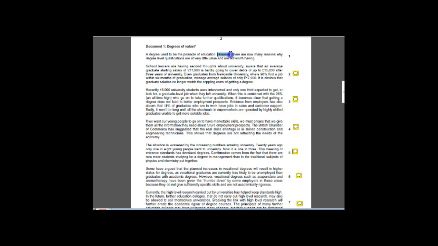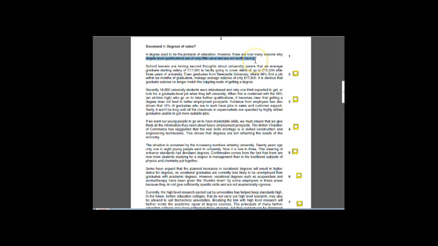Now there's a however there, which means that we've got a counter coming up, the opposite to that. So let's see what the counter says. There are now many reasons why degree level qualifications are of very little value and not worth having. Now that is summarising everything here. They've not got much value and they're not worth having. Actually this piece of information at the front is not needed. The actual conclusion is degree level qualifications are of very little value and not worth having.